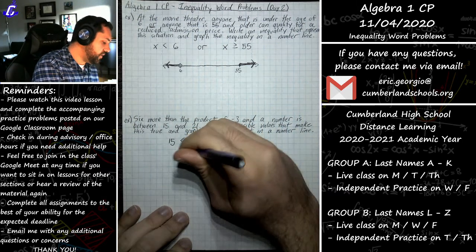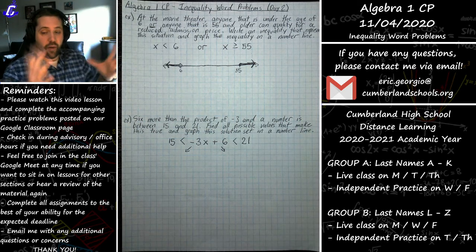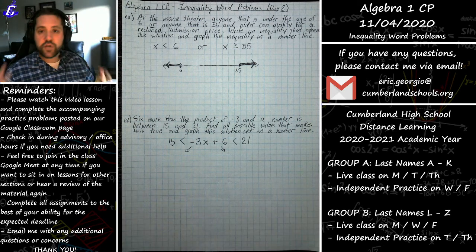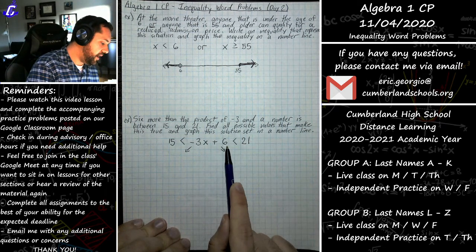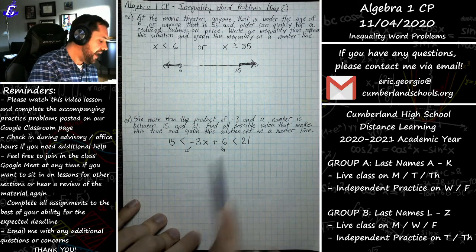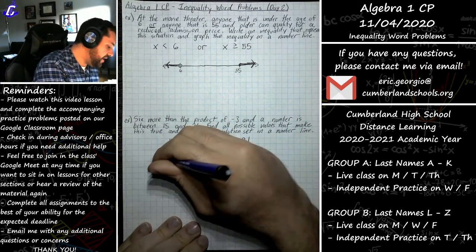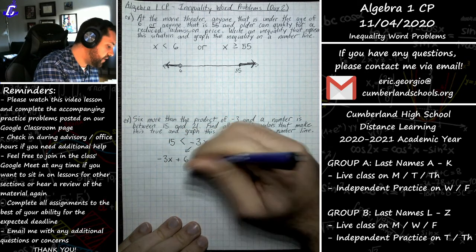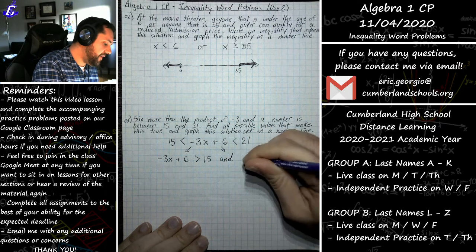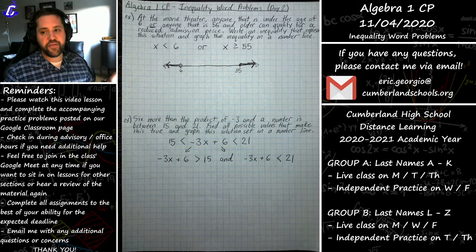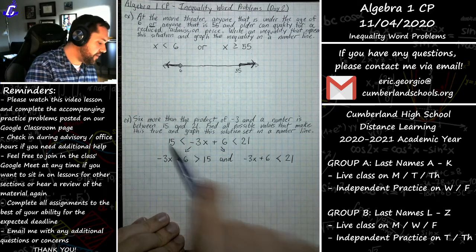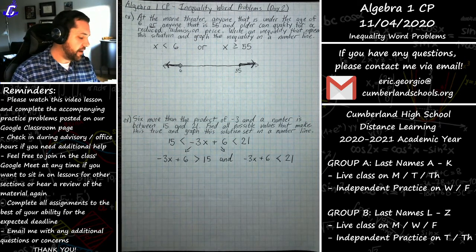If you feel uncomfortable writing it in this hybrid way, this compound inequality notation, you could certainly write them separately. And you could say, well, if this product of -3 and a number plus 6, -3 times a number plus 6, has to be between 15 and 21, then that means that -3x plus 6 has to be greater than 15, and -3x plus 6 has to be less than 21. Okay, that's absolutely fine if you want to write them separately. You kind of end up having to do that anyway, where you need to break this hybrid apart. But this is really what it would look like, something like that. Hopefully that makes sense to everybody, right?